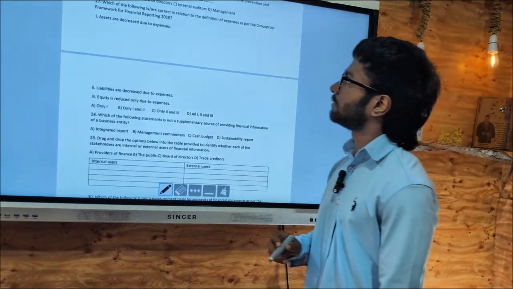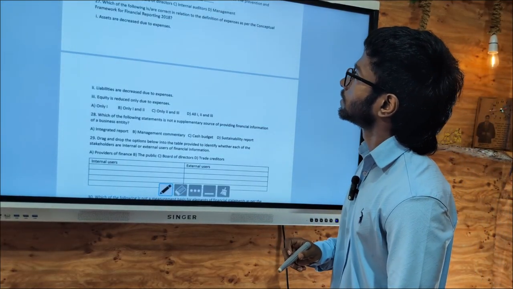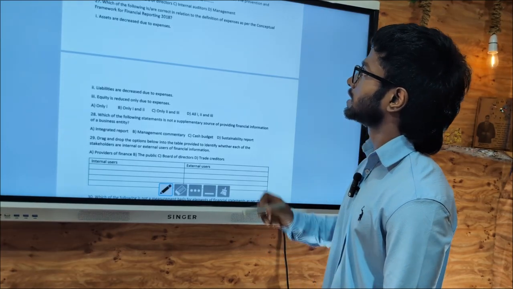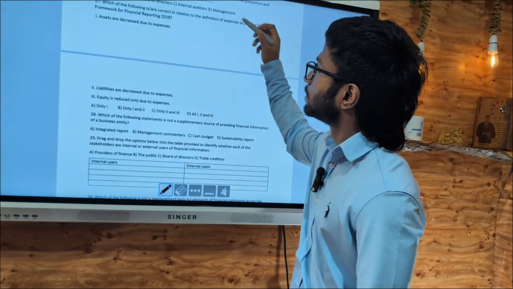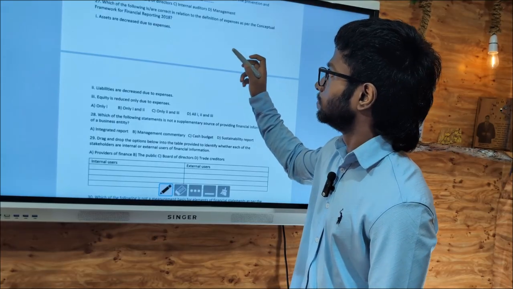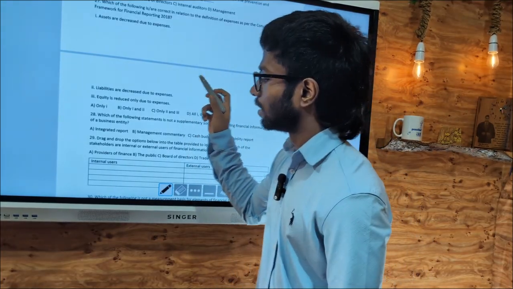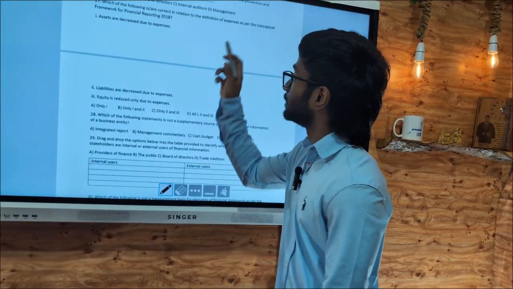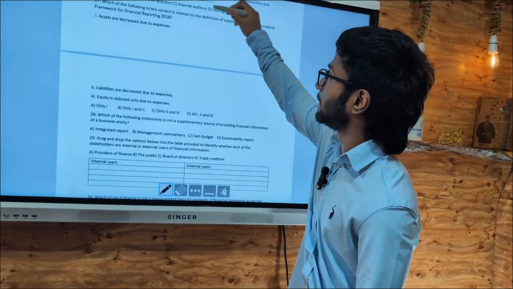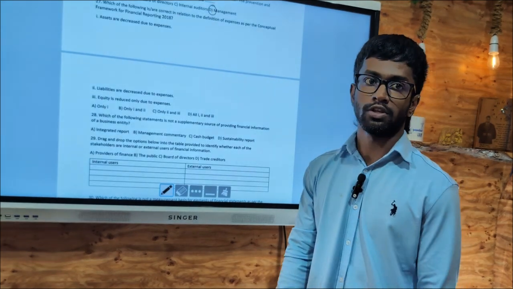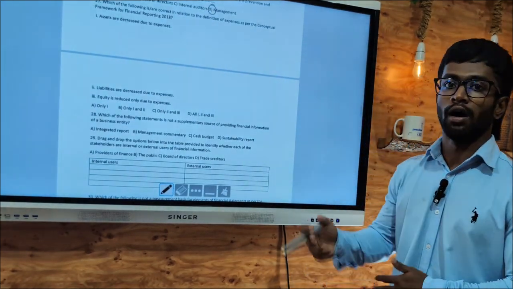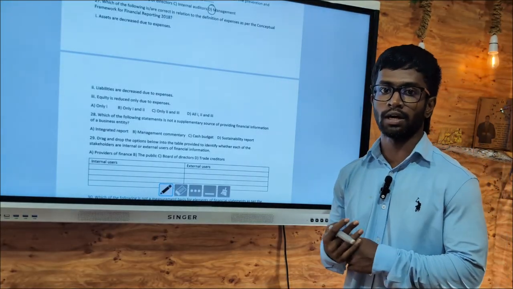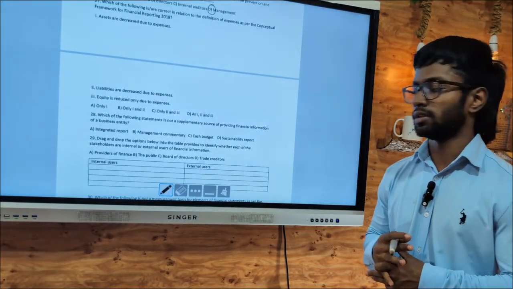Next 26 we have, which of the following options is correct to complete the below sentence. The prevention and detection of fraud in a company is the responsibility of. It should be, so to prevent anything happening, it should be the main responsibility of your management. Your management should ensure that any fraud related activities are not happening in the company.